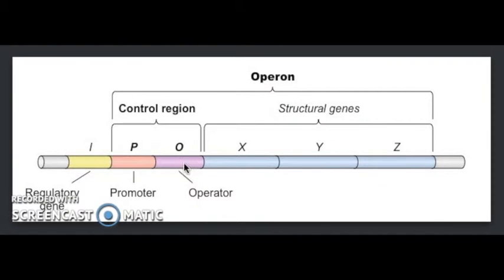The promoter, which is right here, is used in positive regulation as molecules can bind to it and increase transcription. Also, RNA polymerase binds to the promoter. The structural genes are what are produced during transcription. For example, in a lac operon, beta-galactosidase is the structural gene.